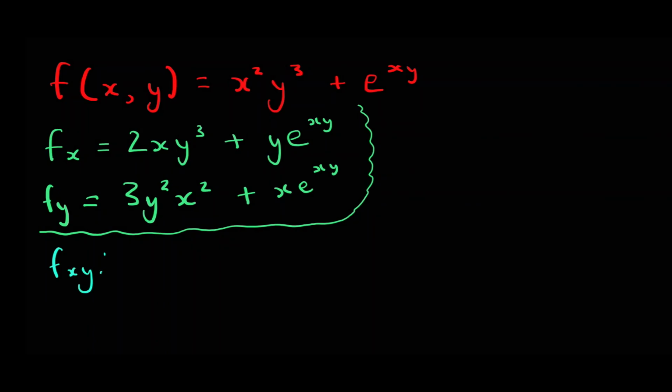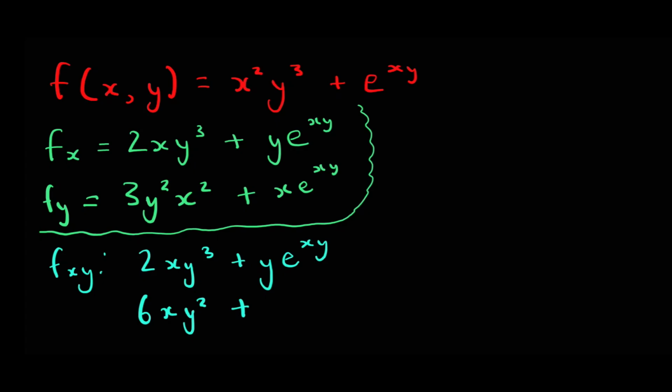Well, to get that, once again, first we need to find the partial derivative with respect to x, which we already found out was 2xy cubed plus y e to the power of xy. And now we need to differentiate again, but this time with respect to y. Doing that for the first term, using the power rule, we multiply everything by the 3, so it becomes 6x, and the y cubed becomes y squared.